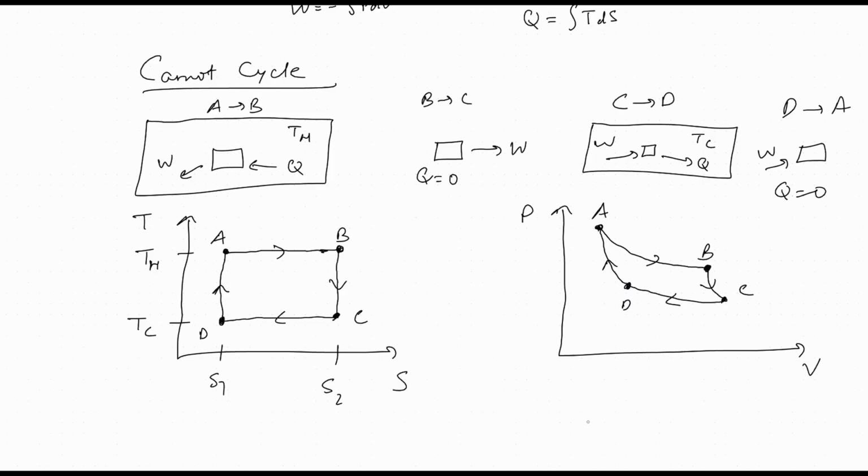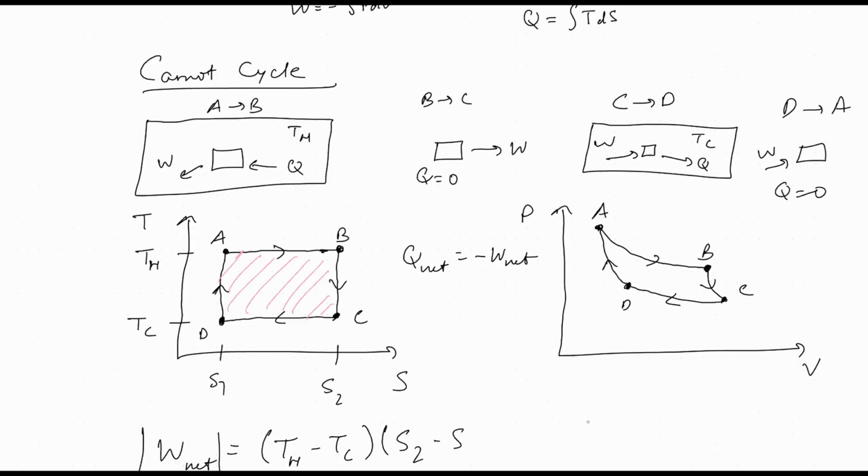And the key here to remember, we talked about that relationship, Q net equals negative work net. So the net work that we get, right, the area of this rectangle, which is the net heat or negative net work, the key here to remember is that the net work is equal to, I'll do this in absolute values here, TH minus TC times S2 minus S1. Or in other words, what is the area of the rectangle? It's just going to be the height times the width. That's all it is.